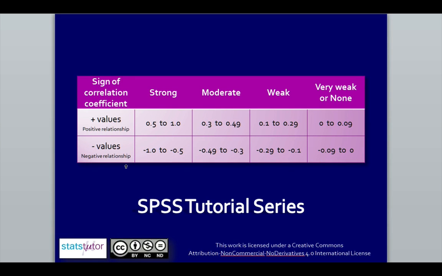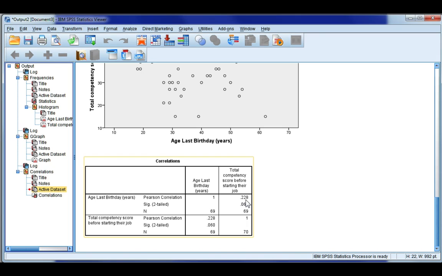I'm going to show you a standard table that I took from a statistics textbook. So these values here for a positive relationship tell me what would be considered strong, moderate, weak, or none. And the same thing for negative values. So I can have a strong negative relationship, moderate negative, weak negative, or say no relationship at all. So if we go back to our SPSS output, our value of 0.228, that's going to fall into the weak category. So I have a weak positive relationship between age and competency.